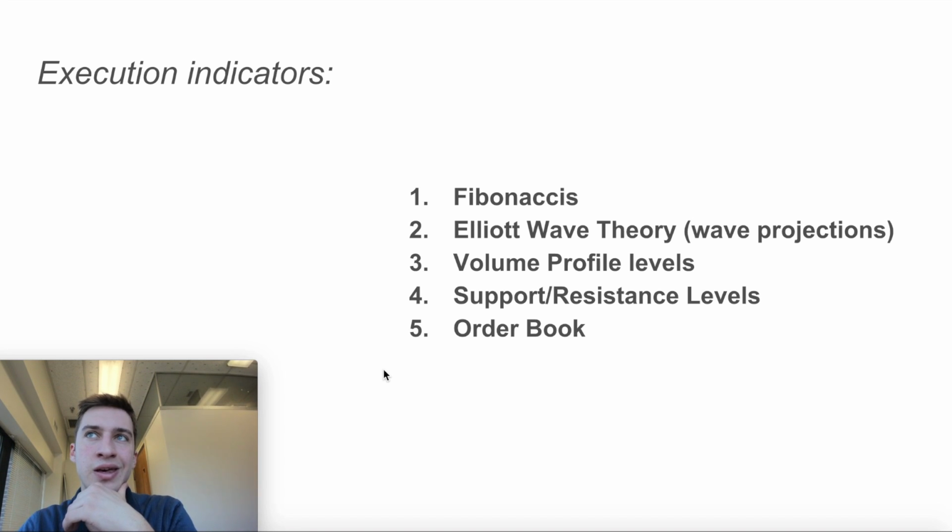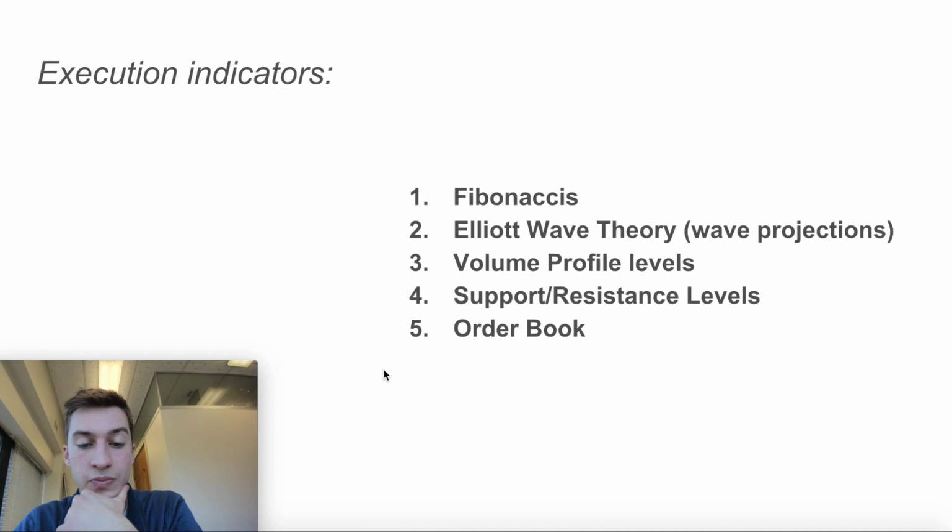For example, if price is in an uptrend, typically you want to buy at the previous resistance level, at the top of the previous resistance level, because that will become support. Price breaks previous resistance, then it typically comes back and treats that as support and then continues upward.